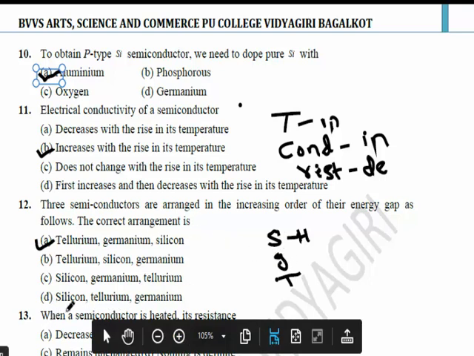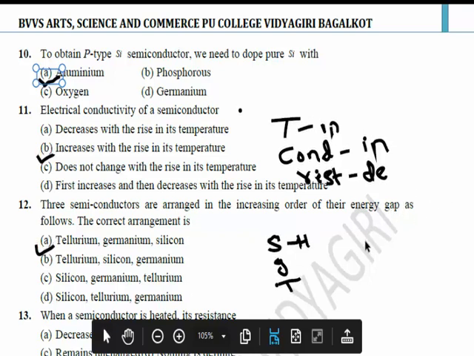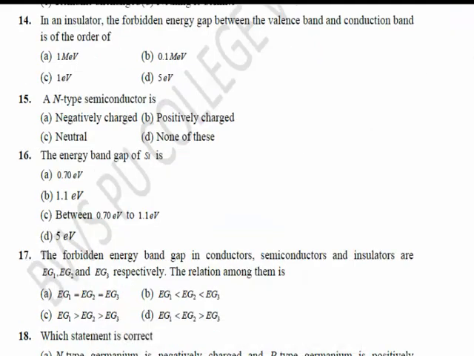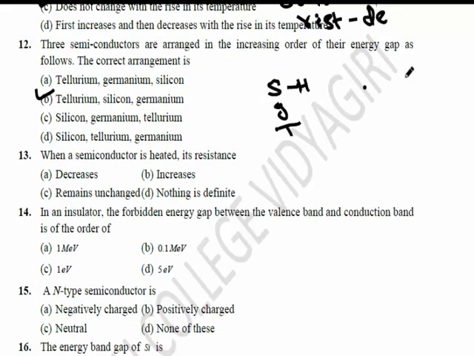Okay, next question, 13th question. When a semiconductor is heated, its resistance, we know that when a semiconductor is heated, temperature increases, resistance will automatically decrease. So the 13th option is A.